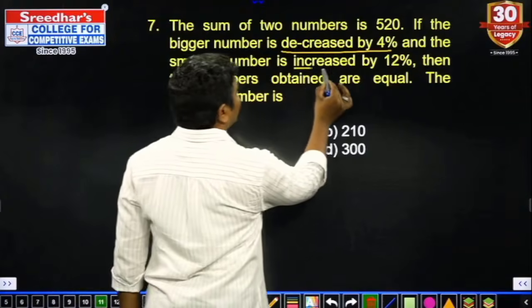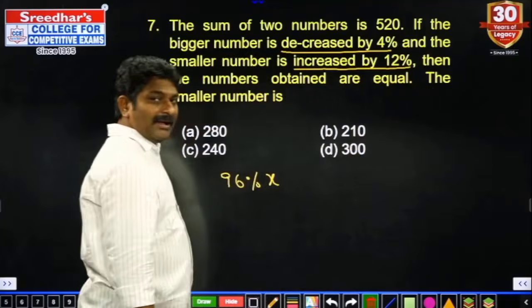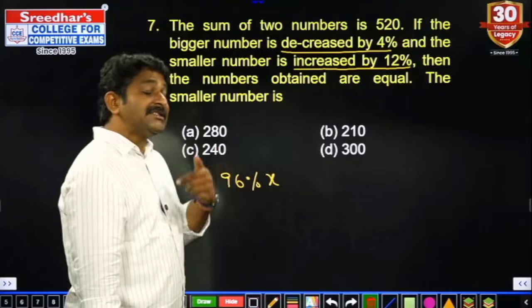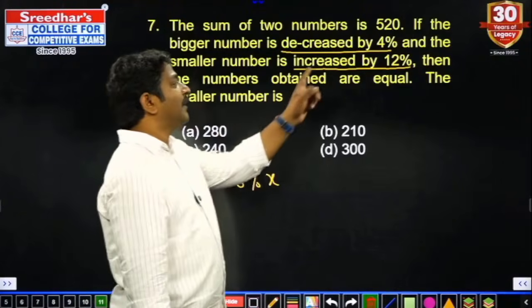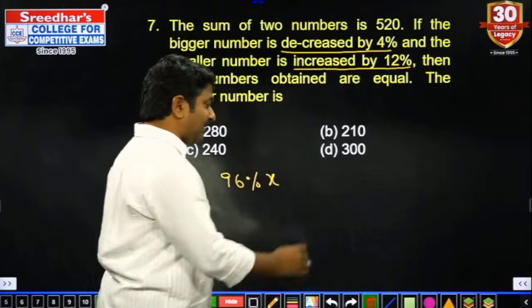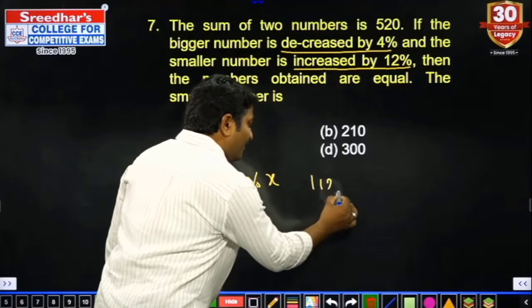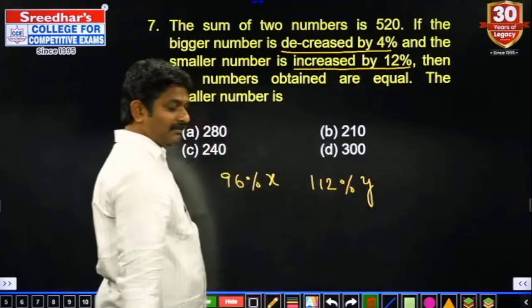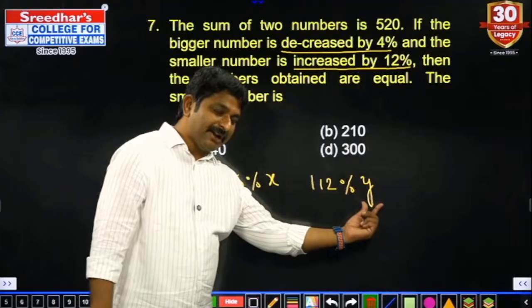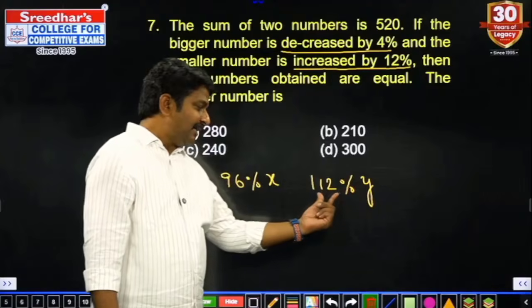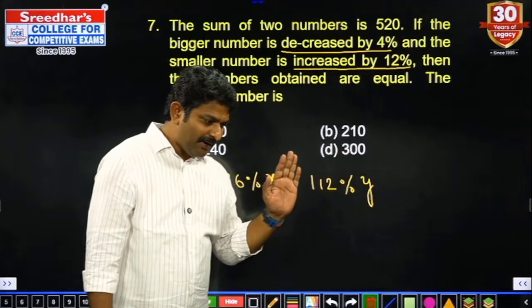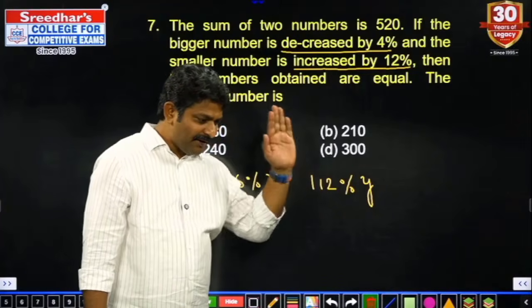The smaller number is increased by 12%. Let me take the smaller number as Y, which is equal to 100% of Y. Increased by 12%, it will become 112% of Y. This is the smaller number. Initially it was 100% of Y; 12 percent increased, it becomes 112% of Y. Understood? Are you guys following?